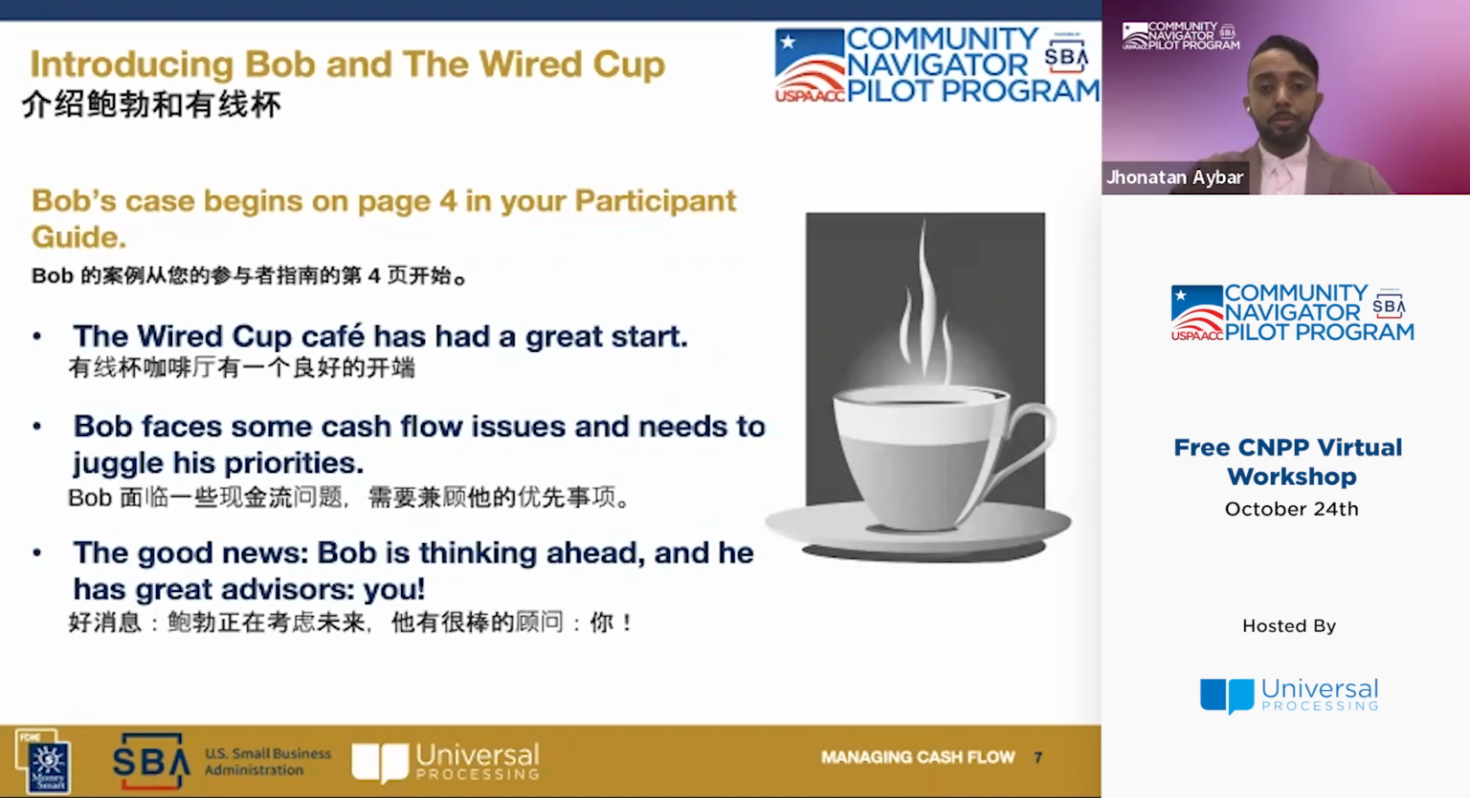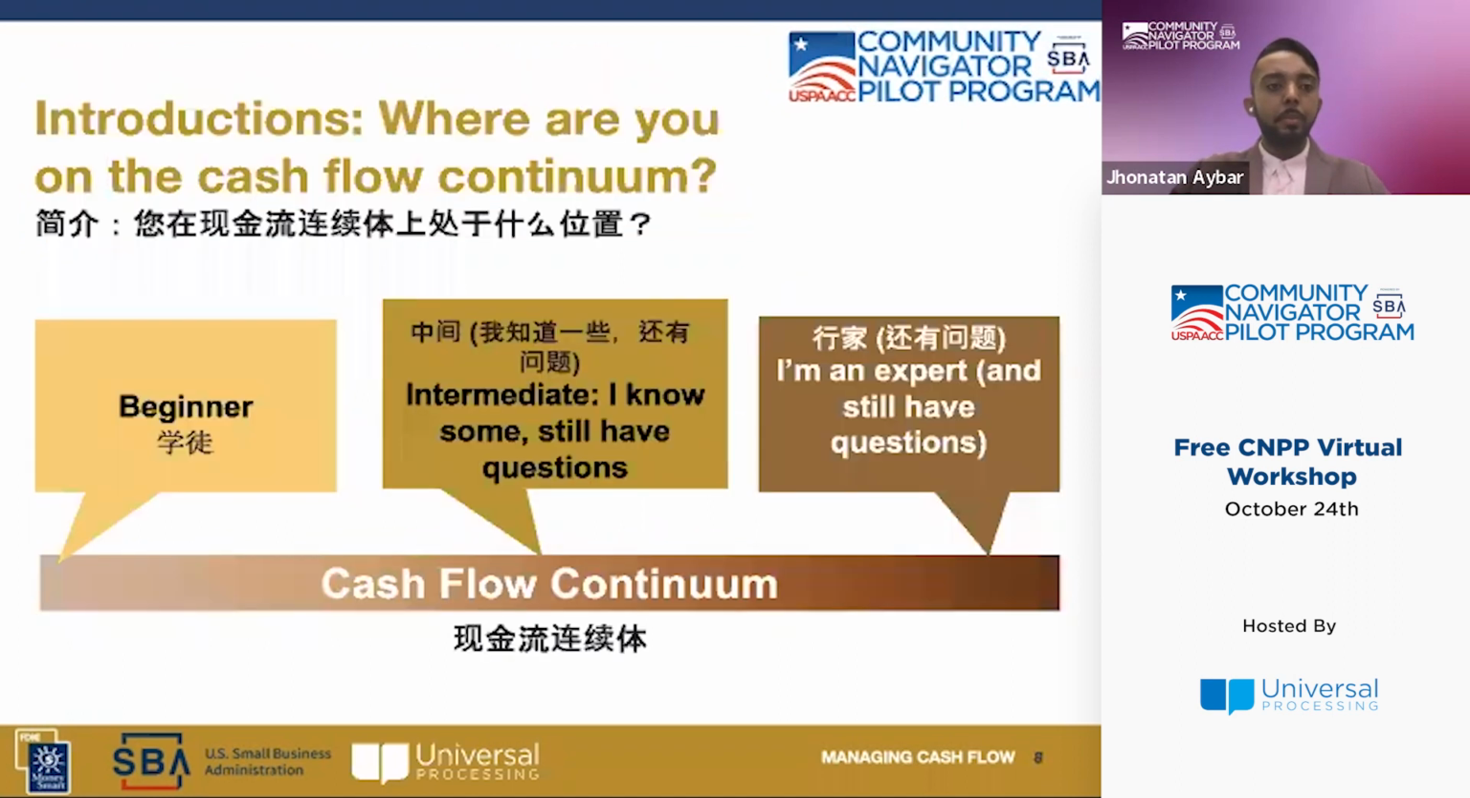This is good news because Bob is thinking ahead. He is taking steps to resolve the issues. He is being proactive about the situation, and he has the right questions. So now let's discuss a little bit more about the continuum of cash flow.